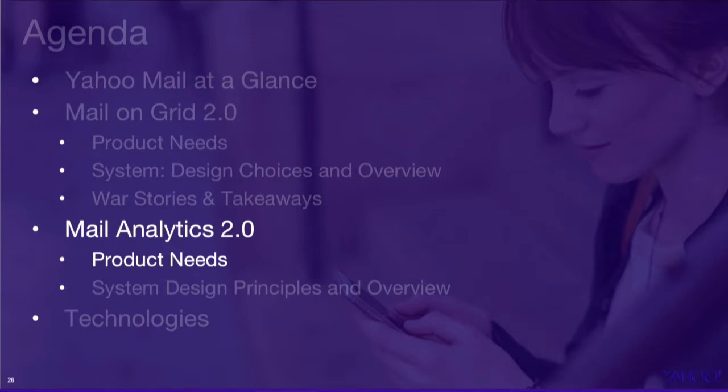So next, I'll quickly go over the second system I want to share with you. Remember, the first system that I just went through, the Mail on Grid 2.0, is meant for programmatic consumption, used by machine learning. The other system we built, Mail Analytics 2.0, is mainly used by people, professional Yahoo staff who are working on the product to try to improve it.